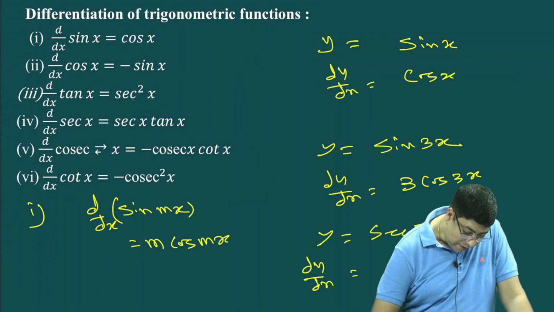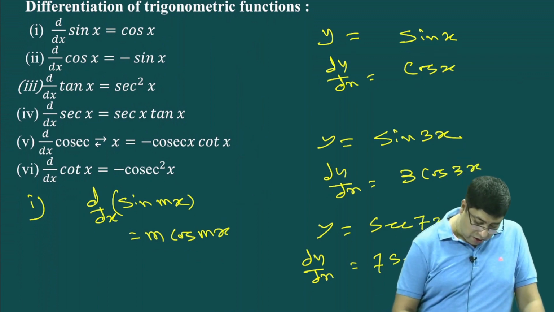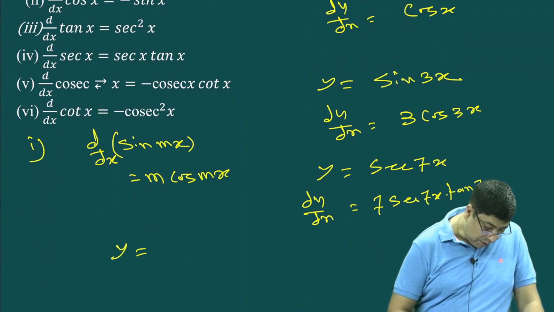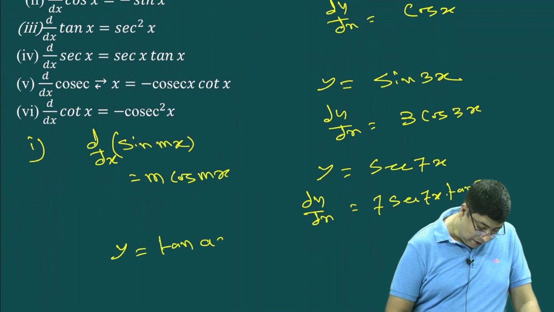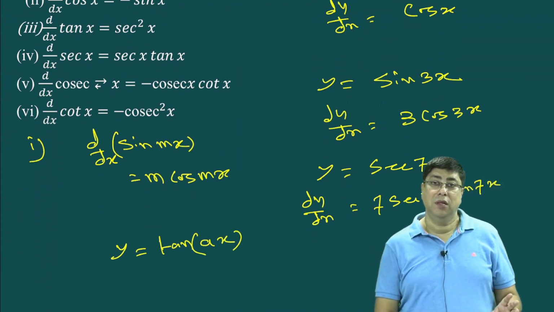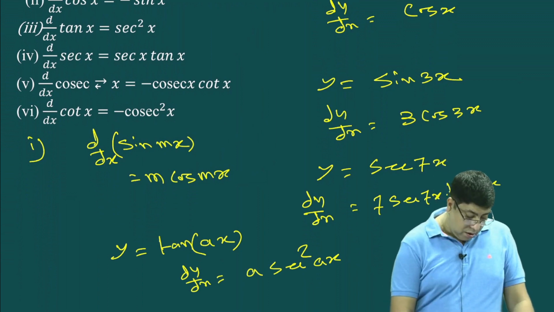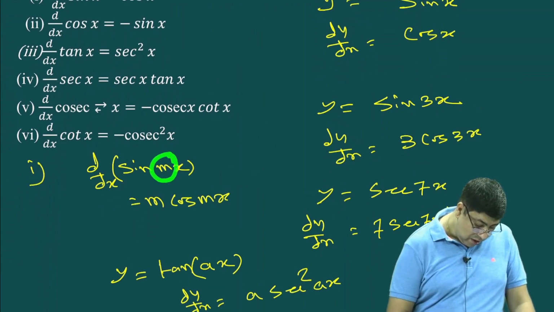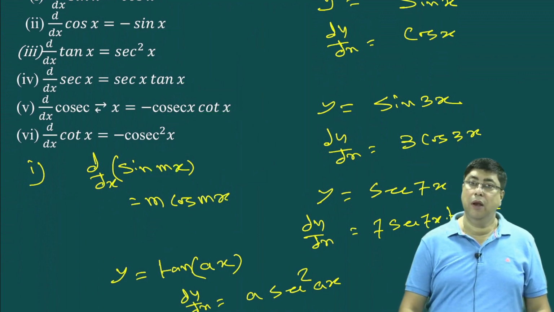So d/dx of sec 7x, the 7 comes outside: 7 sec 7x tan 7x. In this way we will proceed. In this way we will think. One more example, suppose y = tan ax. Except x and y, all others are considered constants. So if we apply d/dx, a comes outside: a sec² ax. In this way, whenever this m is here, m comes outside, and the same formula will be applied. In a similar way, the formula will be applied.